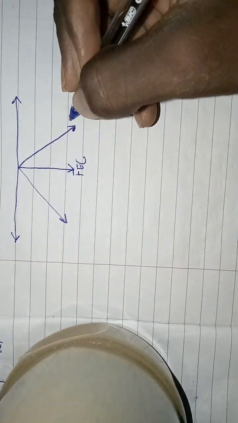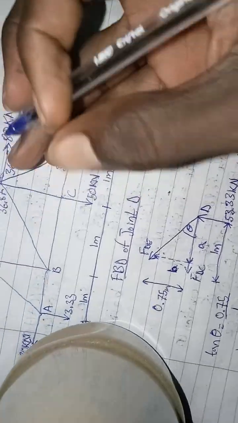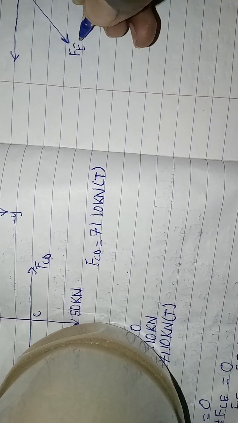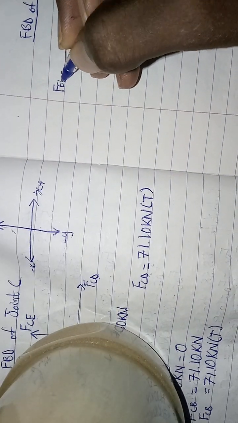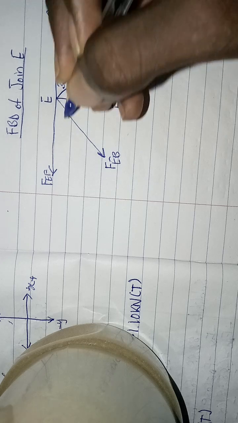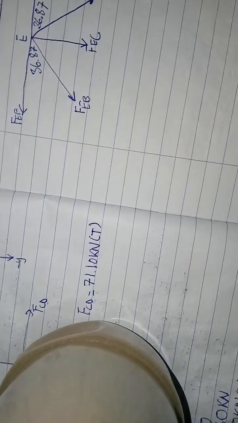Force ED, and here is 80. So 80 kilonewton here, and here is force EB, and here is force EF. The angles here are 36.87 and 36.87.